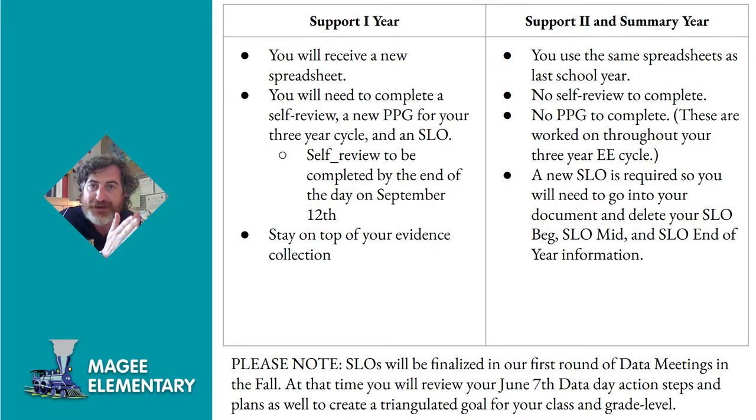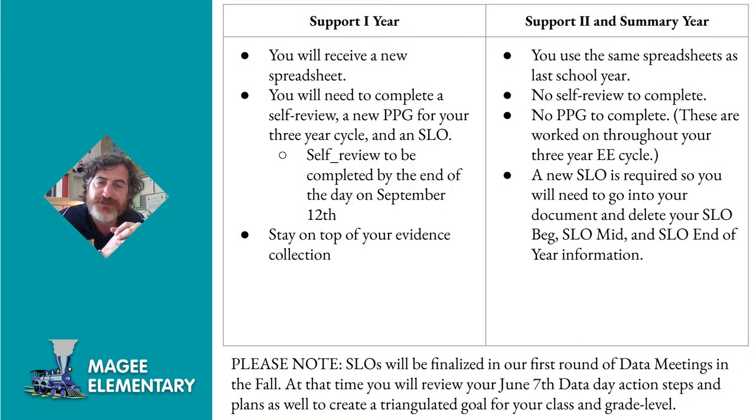Remember, if you are back in support one, you're in your year one of educator effectiveness, you will receive a completely new spreadsheet. You will need to complete a self-review, a new PPG for your 3-year cycle, and an SLO. Your self-review needs to be completed by the end of the day on September 12th, and you will have a reminder in Google Classroom for your due date. And please stay on top of your evidence collection.